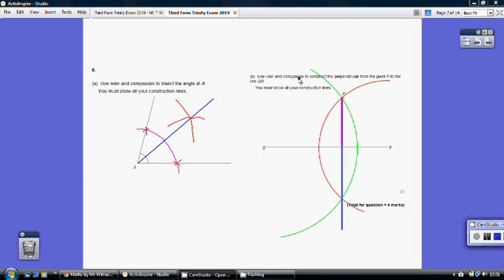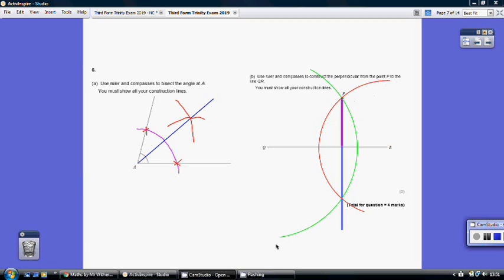Now for part B, we've got to use ruler and compasses to construct the perpendicular from the point P. So what you do here, the quickest way to do this is to put the pin on Q and set the distance of the compass so that it goes through P, and do a big arc.